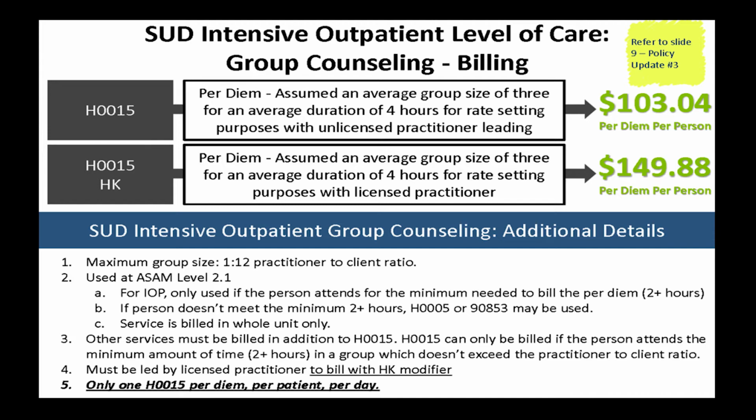So, the conditions for us to be able to use this H0015 code for the per diem is that you must have a 1 to 12 practitioner to client ratio. The individual must be screened and appropriate for level 2.1. The individual must be in group for 2 hours and 1 minute. That's the rule of halvesies coming into play.